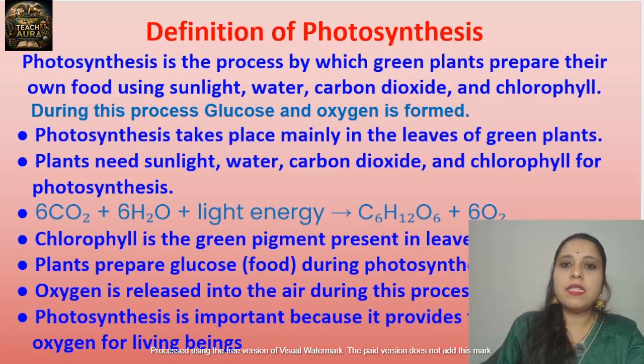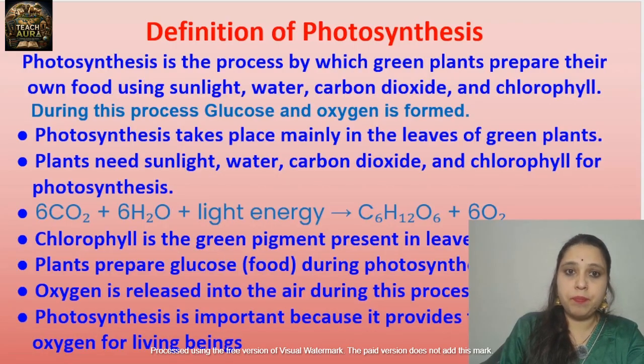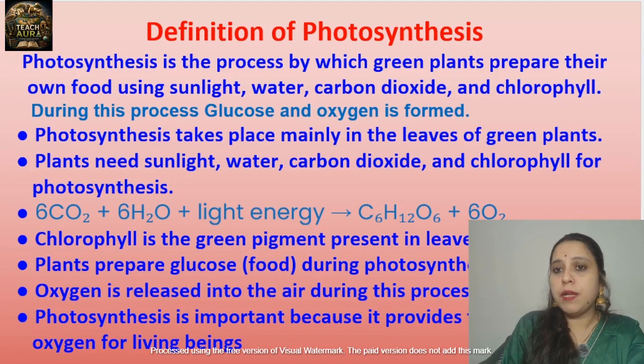Here you can see on my screen the definition of photosynthesis, and this is how you have to write it in the exam, children. Exams are coming, so let me give you some secret teacher tips. Here you will write the definition. Photosynthesis is the process by which green plants prepare their own food using sunlight, water, carbon dioxide and chlorophyll. If they ask about their functions, their role, you will be able to write it. During this process, glucose and oxygen are formed. Photosynthesis takes place mainly in the leaves of green plants. And what do they need?